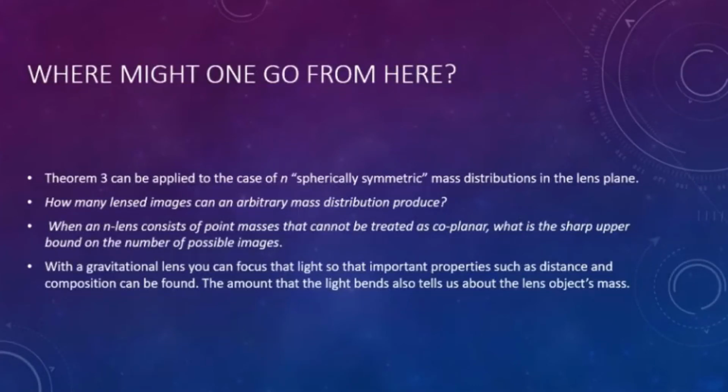What a gravitational lens does is focus light so that important properties such as distance and composition of the source of light can be found. Also, the amount of light that bends around that obstruction can be found, which can give you some information about that object's mass.